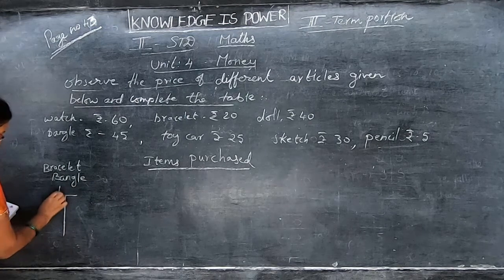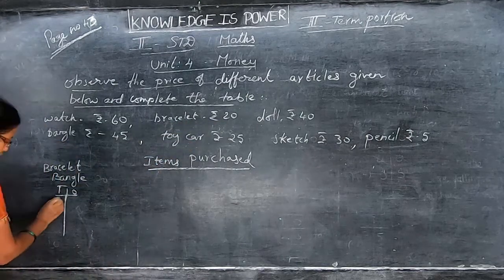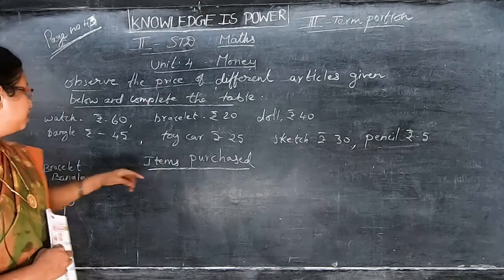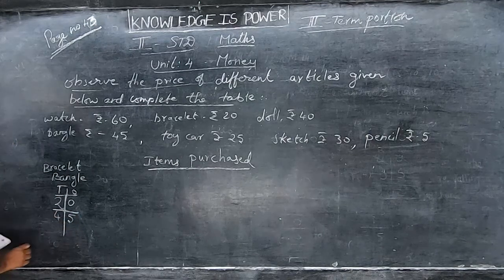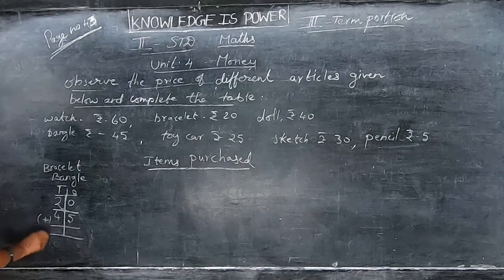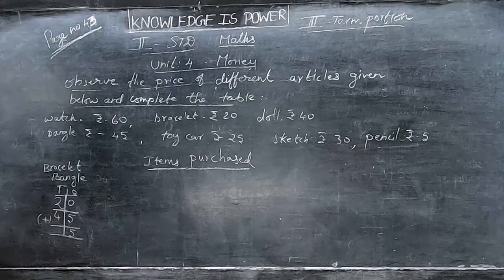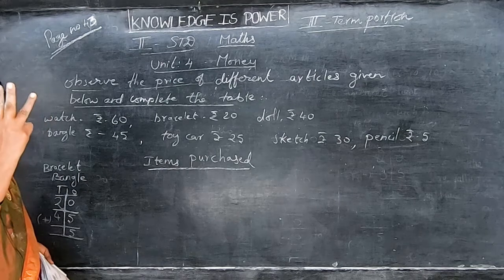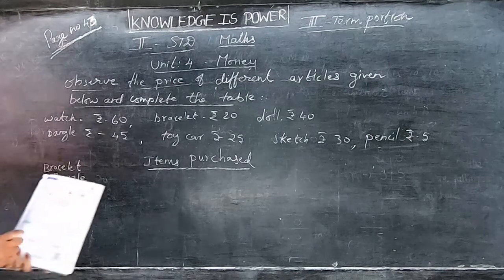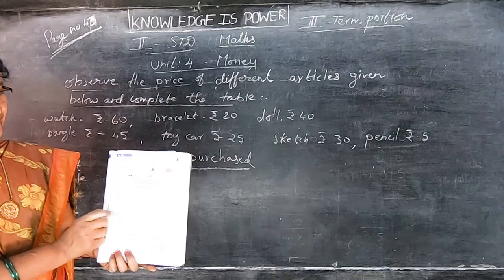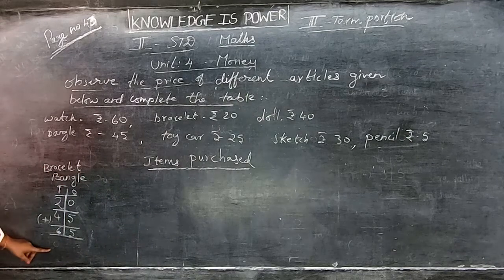Okay, we can put tens and ones column. See here, bracelet how much? Bracelet 20 rupees. So you write 20. Then bangle, you see there how much? Bangle 45. So you write 45. Then you are going to put total. See here, 5. Take 2 in the mind, take 4 in the finger. After 2, 3, 4, 5, 6. So 65 rupees. Okay, you write here. For 65 rupees, they are buying the bracelet and bangle. See next one.